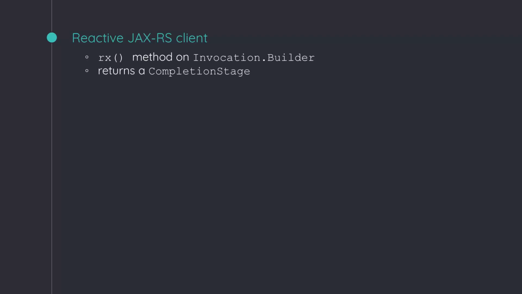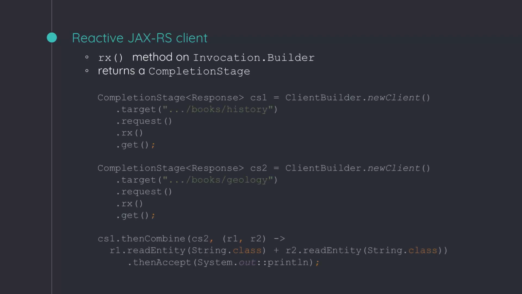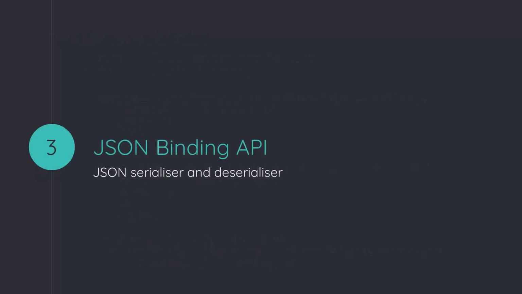The completion stage interface was introduced in Java 8, and suggests some interesting possibilities. For example, in this code snippet, you can see that 2 calls are made to 2 different endpoints, and the 2 results are then combined to generate one single result. Now let's move on to the next great feature, the new JSON-binding API.